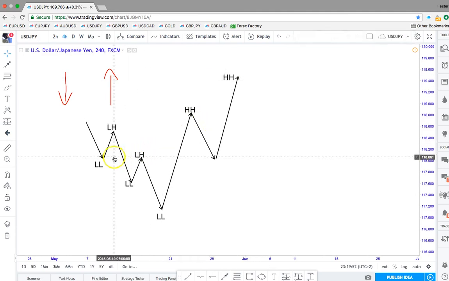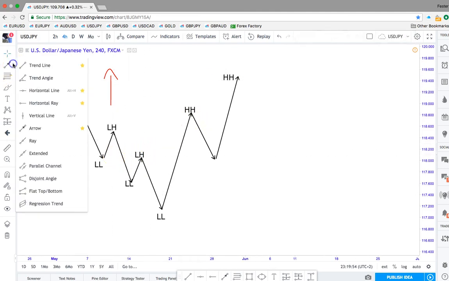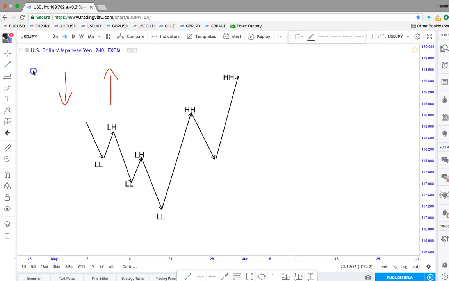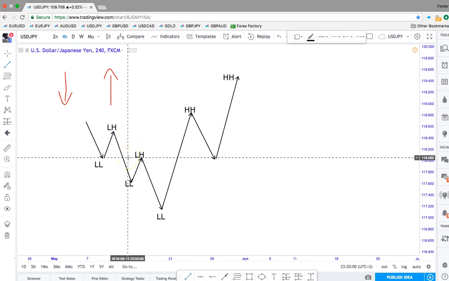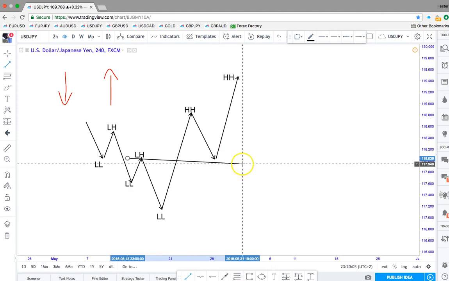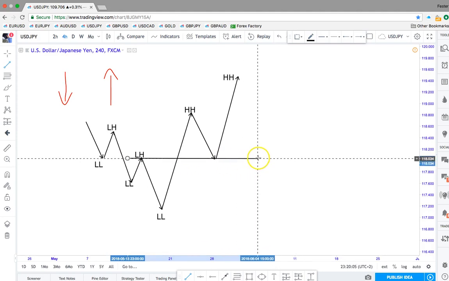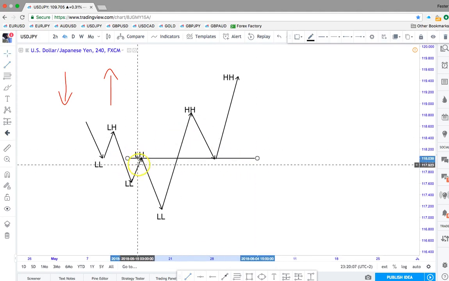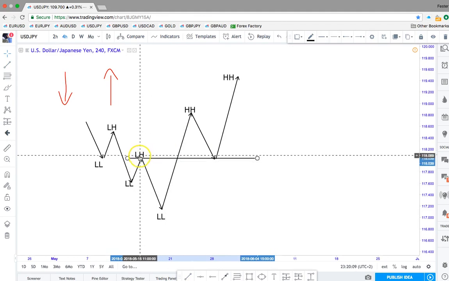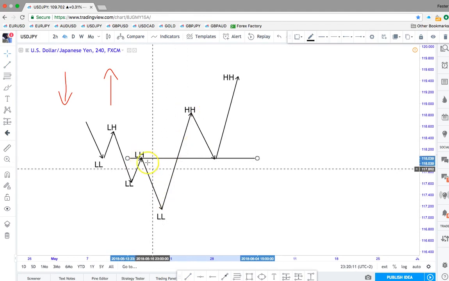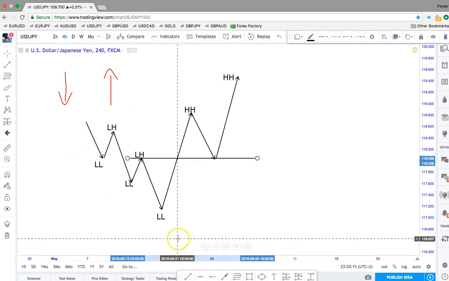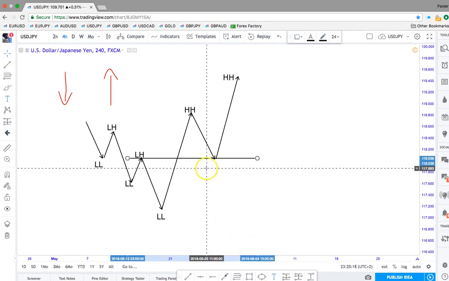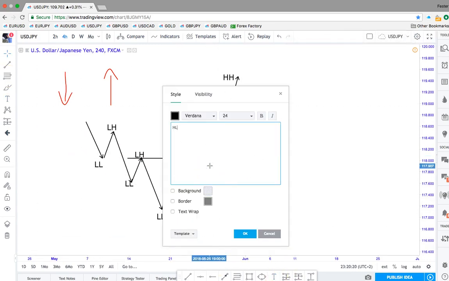So market structure has been broken. Let me get a trend line quickly. Market structure has been broken over here. Can you see? We had a lower high and we had the higher high. This is a confirmed break of structure followed by a what? By a higher low.